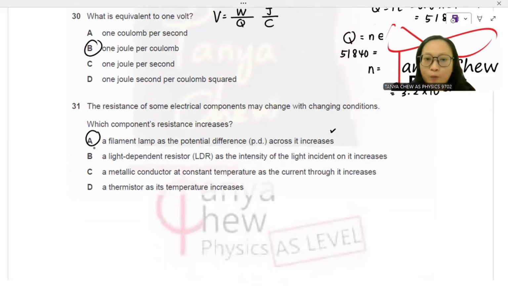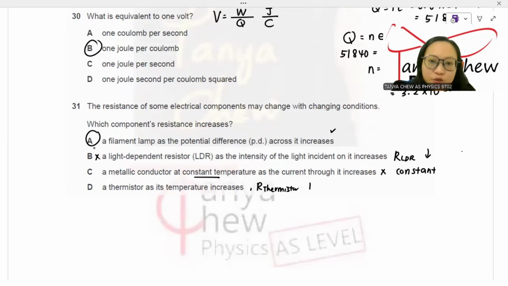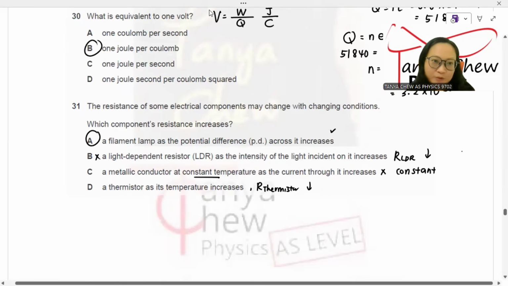When the intensity or the brightness of the light shining on the LDR increases, the resistance of the LDR would have to decrease. This is wrong. C, a metallic conductor at constant temperature as the current through it is increasing. It would not increase the resistance due to the temperature of the conductor being constant. Resistance would be constant. D, thermistor, as its temperature increases. When the temperature increases, the resistance of the thermistor would have to decrease. So this is also wrong.